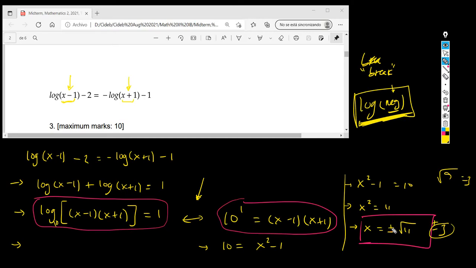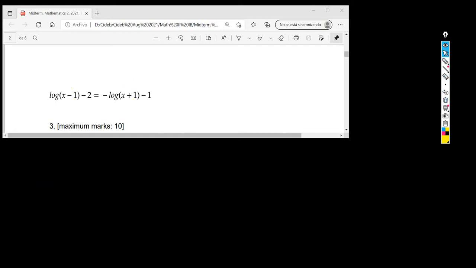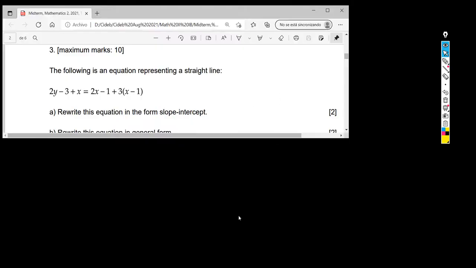So whether you put the plus and minus, or whether you just put the plus, that's correct. That's correct for the moment. And that's it. Okay, that's how you solve this problem. So let's go for a pause and we come back.